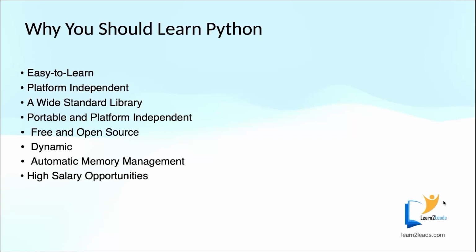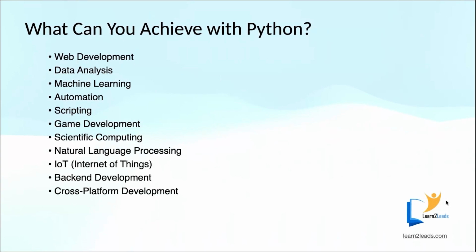A high salary opportunity. As you know, now the demand for AI engineers and Python developers is rapidly growing. So obviously Python has a lucrative career ahead. So you can choose to be a professional Python developer. So what can you achieve with Python? As I have discussed earlier, you can do a lot of things with Python. You can build the backend of a website using Django or Flask. You can do data analysis, machine learning, automation, everything.